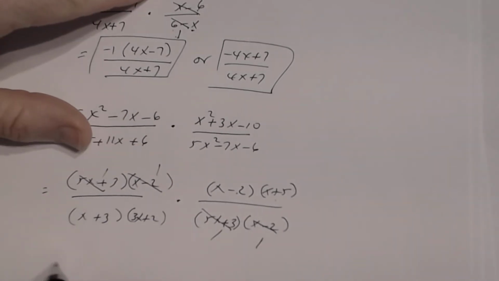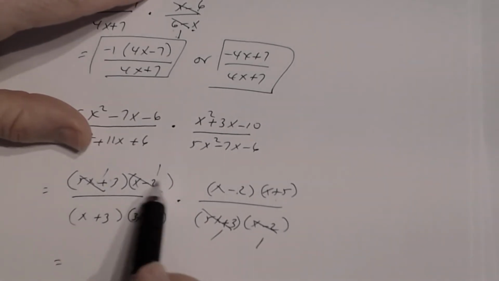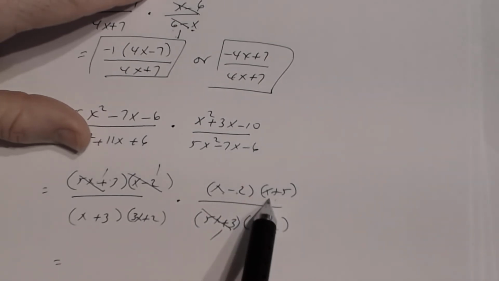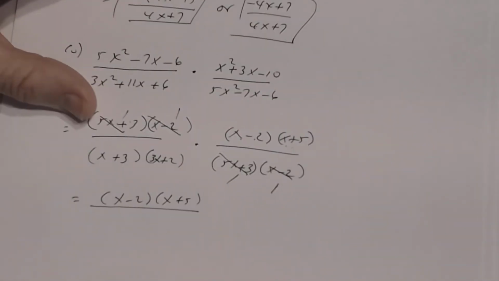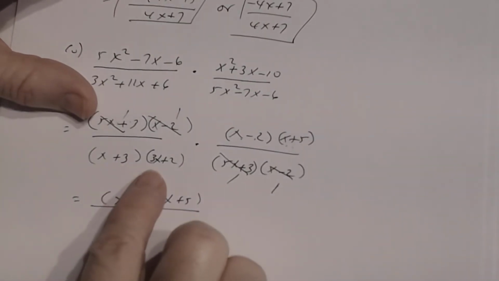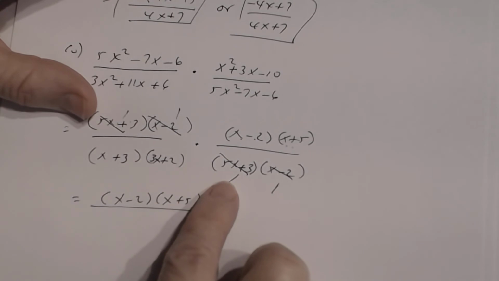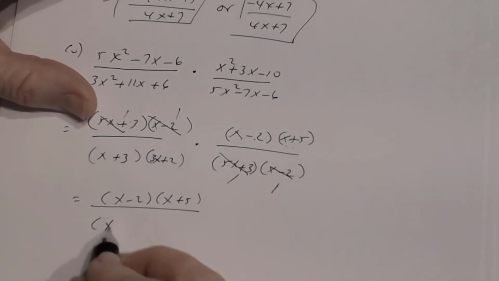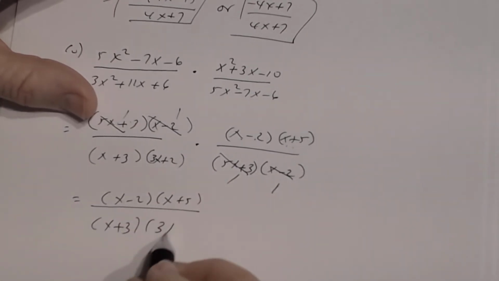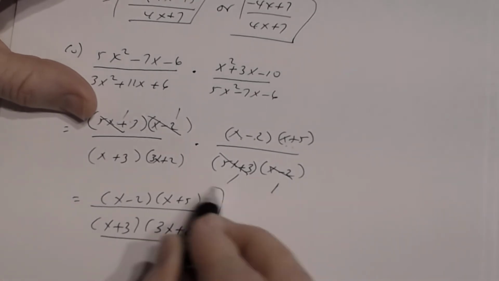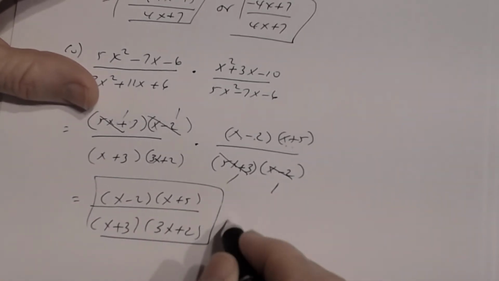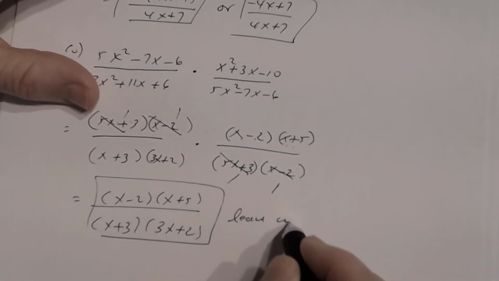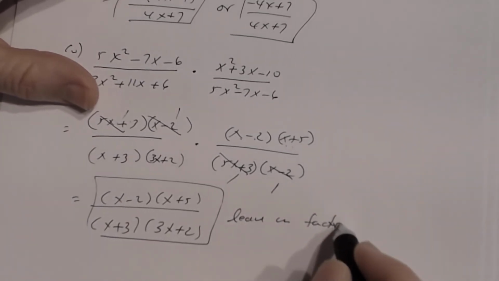So therefore the answer is going to be 1 times (x minus 2) times (x plus 5). So that's (x minus 2)(x plus 5). The denominator looks like that's going to be (x plus 3) times (3x plus 2) times 1 times 1. So (x plus 3)(3x plus 2). Okay? Again, don't multiply this out. Leave it in factored form. Okay?